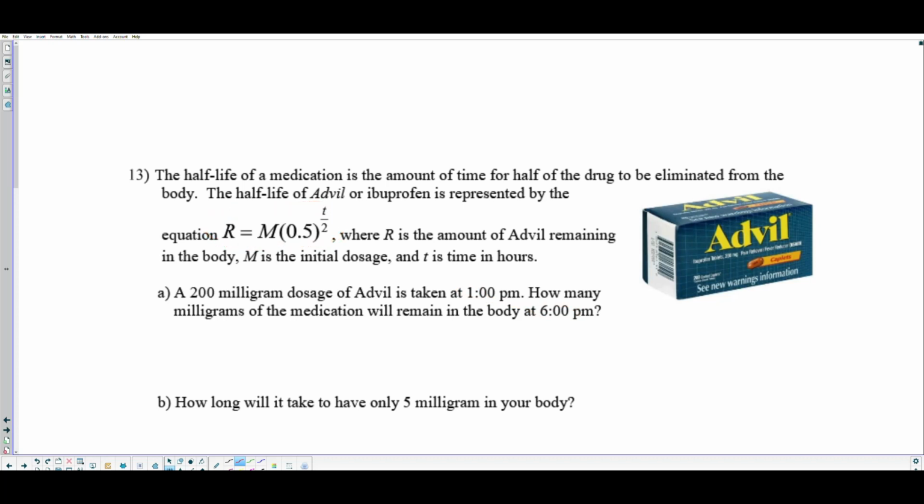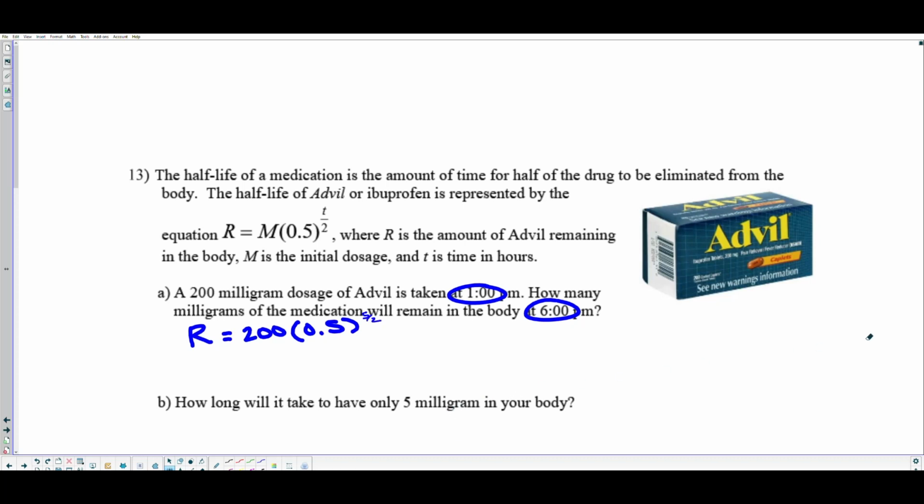So I'm going to go ahead and copy this down. This is going to be R, which is what we want, or the amount remaining, equals 200 times 0.5, and then from 1 p.m. to 6 p.m., that's 1, 2, 3, 4, 5, 6, that's 5 hours. So that's going to be 5 divided by 2 as an exponent.